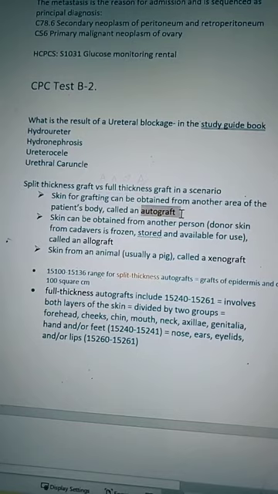There's 3 different types of skin grafting: autograft, allograft, and xenograft. Be sure you know those 3. The split thickness autografts are between these codes and those codes. The full thickness grafts are between those codes and those codes.